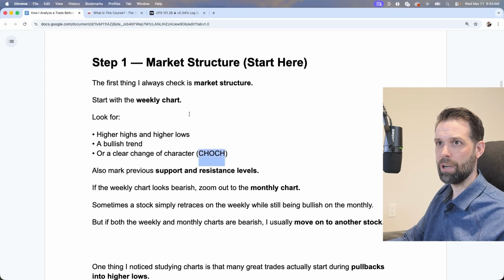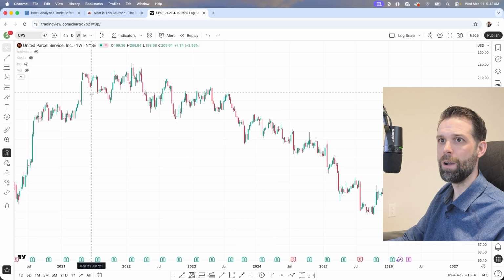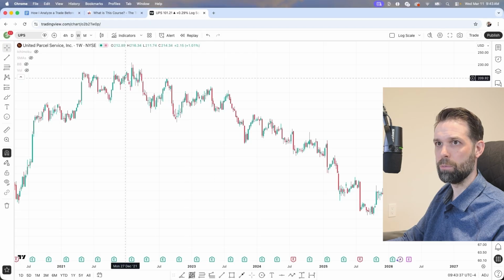For this demonstration, I'm going to jump to TradingView. We're going to look at a stock that we talked about in our group because it had a few good examples of some of these things that are important to watch. So we're on TradingView here. We're looking at the weekly chart. All of these candles represent 1 week, and we're looking at UPS.